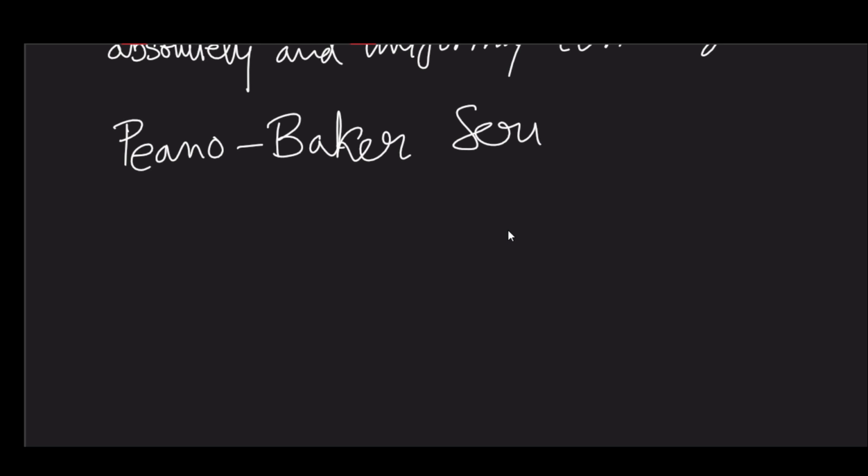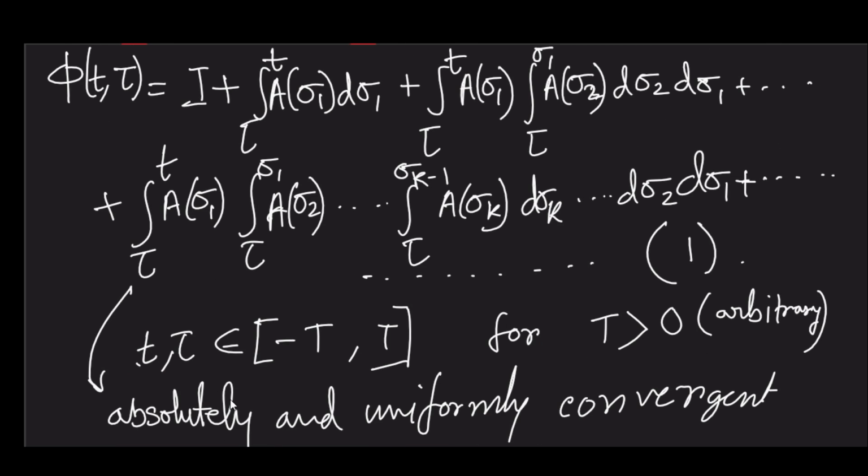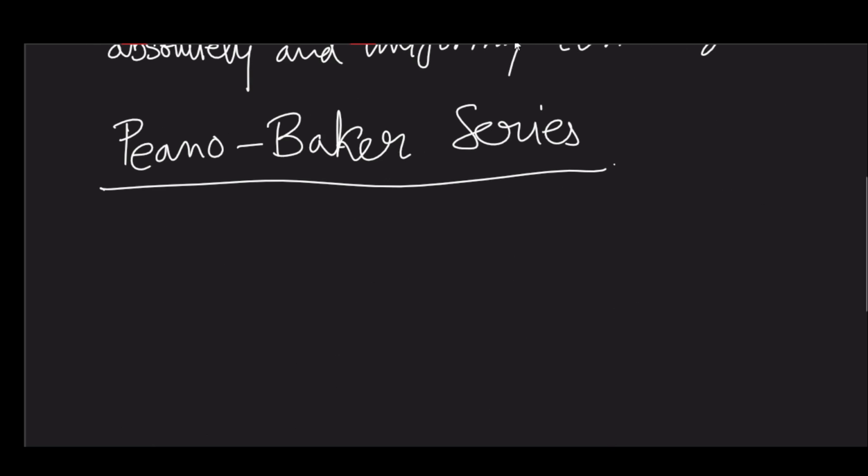Peano-Baker series. No need to lose your calm and get totally obsessed with this Peano-Baker series, hit Google and so on. What this Peano-Baker series ensures is that we can prove that this series is uniformly and absolutely convergent for any arbitrary t in this region. Well, so now we'll prove that this is the only solution that exists for our case.